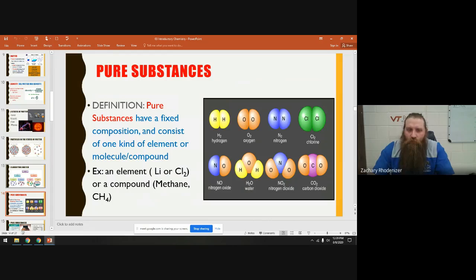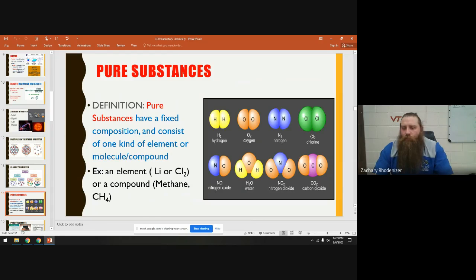A pure substance has a fixed composition, right? And it's not going to change. So nitrogen is N2, chlorine is Cl2, right? Lithium is just lithium. It doesn't form a dimer, or dimer is 2 parts. So chlorine is always a dimer, nitrogen is always a dimer, oxygen, hydrogen, they're dimers, but lithium is not a dimer.